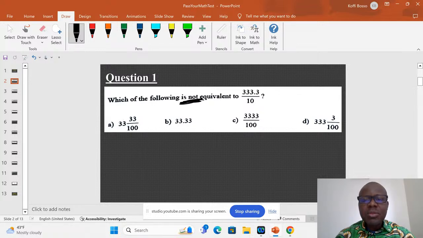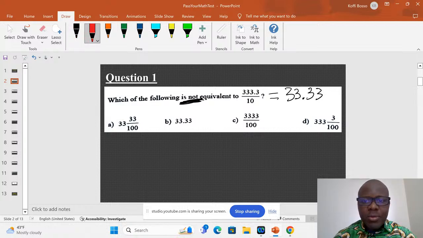So let's change it into decimal. So that is the same as 33.33. You don't need the calculator to change this into decimal. What is the rule? Every time you have a number divided by 10, we move the decimal one place to the left. So here you move this decimal one place to the left, and therefore you have 33.33. If it's divided by 100, we'll move the decimal two places.